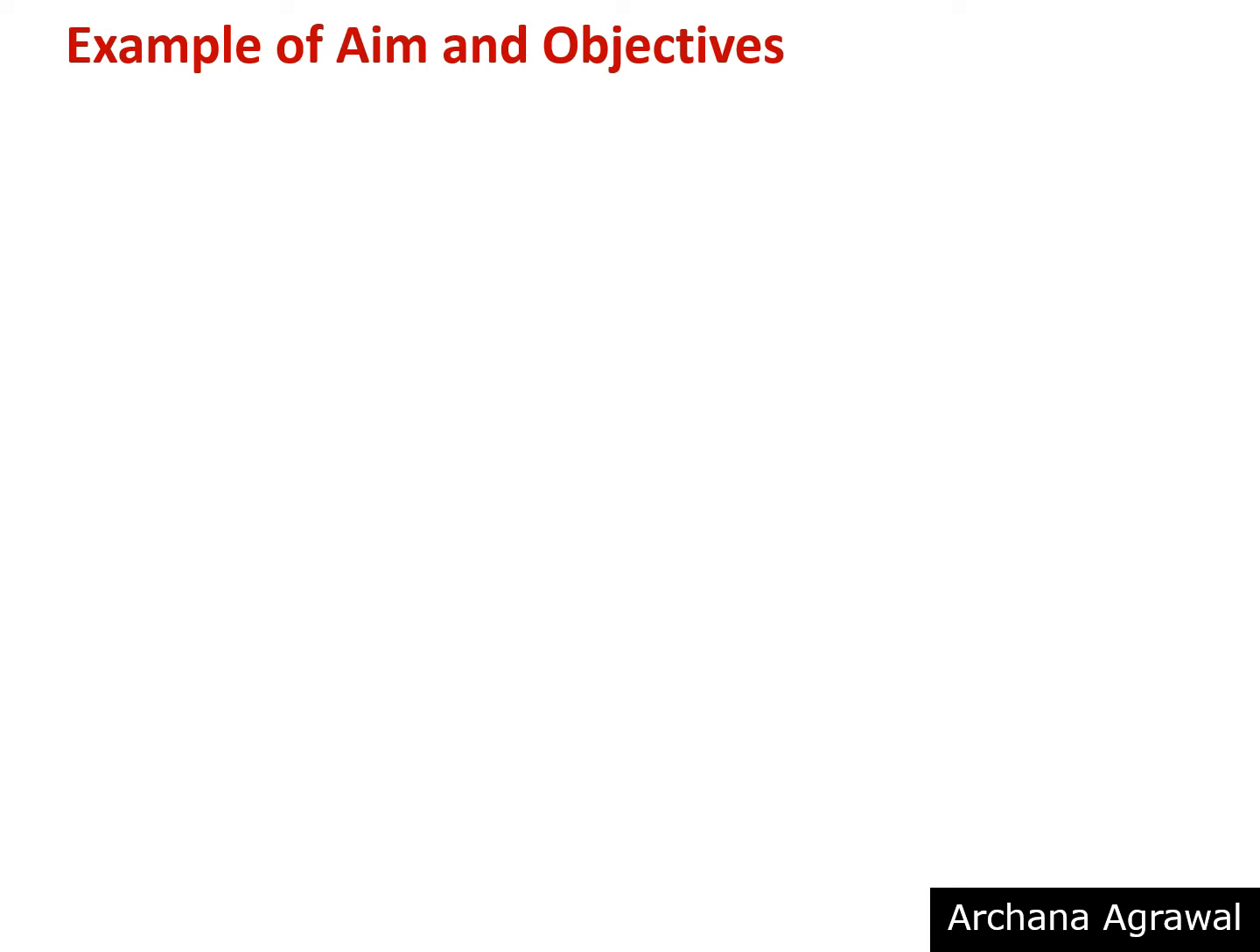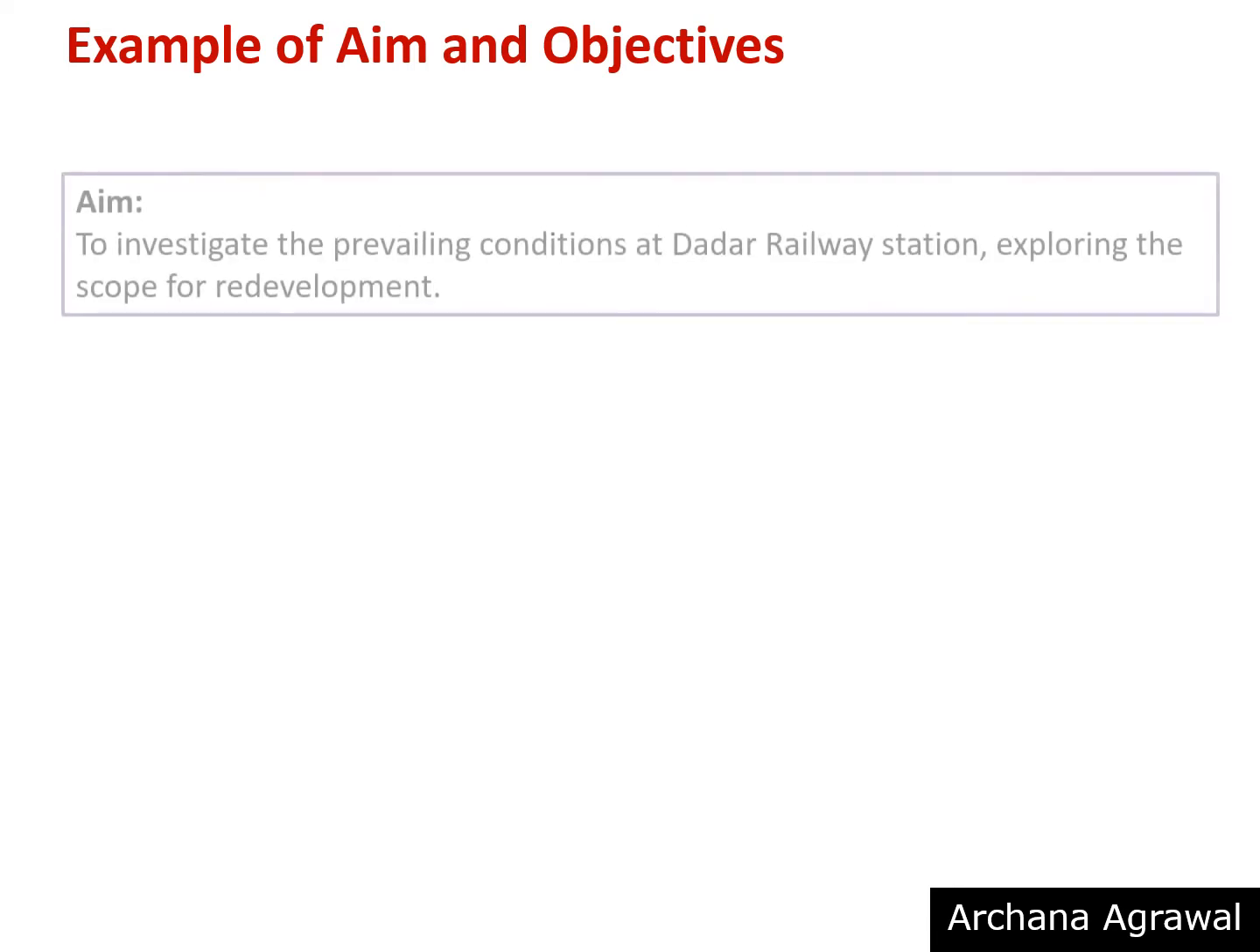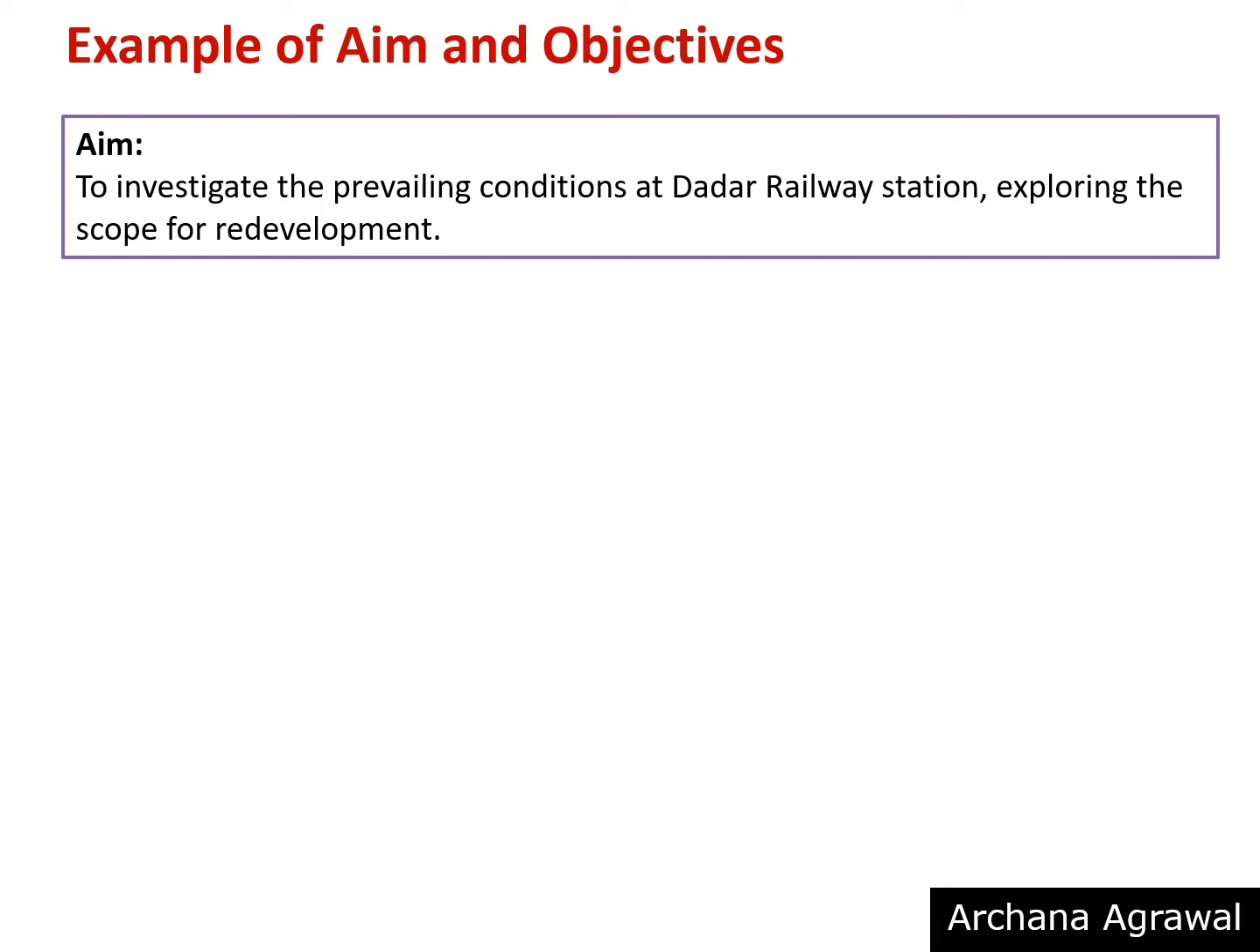Aim is generally written in one or two sentences. Objectives are written in multiple points. I am giving an example to explain how to write aim and objectives for a thesis. Aim of a project is to investigate the prevailing conditions at the other railway station, exploring the scope for redevelopment. In one sentence, the purpose, the scope, your intent, what you hope to achieve, and your position in the thesis, all these are made evident.